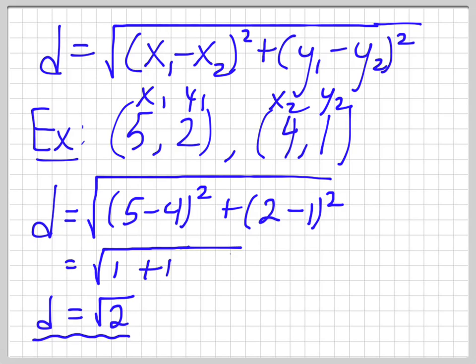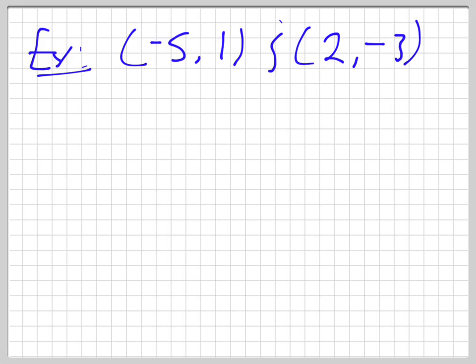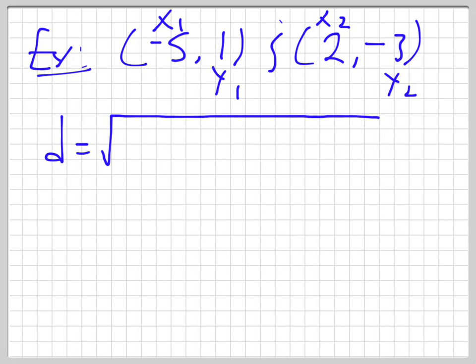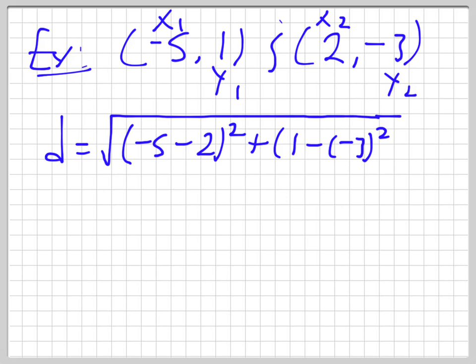Alright, let's try another one. Maybe we'll go outside the box and use some negatives. Let's say (negative 5, 1) and (2, negative 3). Let's call this one x1, y1, and this one x2, y2. So then I'm left with the square root of (negative 5 subtract 2) squared plus (1 subtract negative 3) squared. You've got to really be careful with that second bracket. Subtracting negatives and things like that, you've got to be really careful.